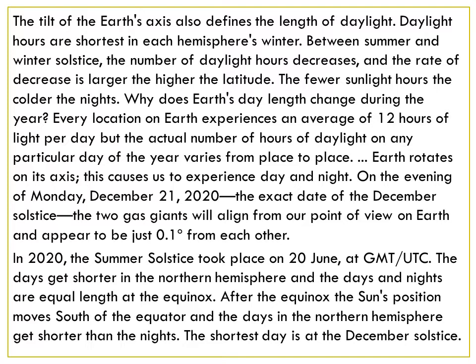The days get shorter in the northern hemisphere, and the days and nights are equal length at the equinox. After the equinox, the sun's position moves south of the equator and days in the northern hemisphere get shorter than the nights. The shortest day is at the December solstice.